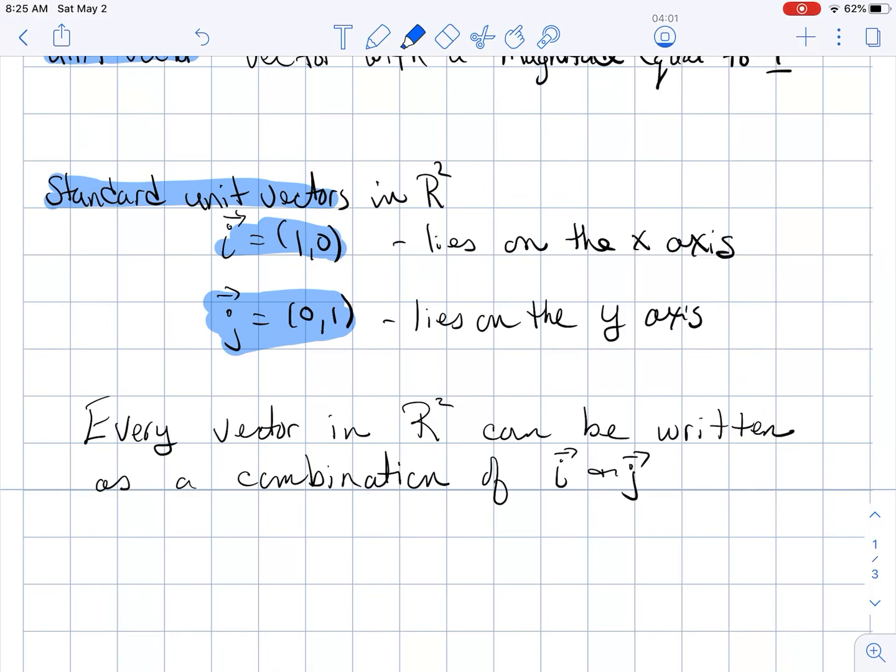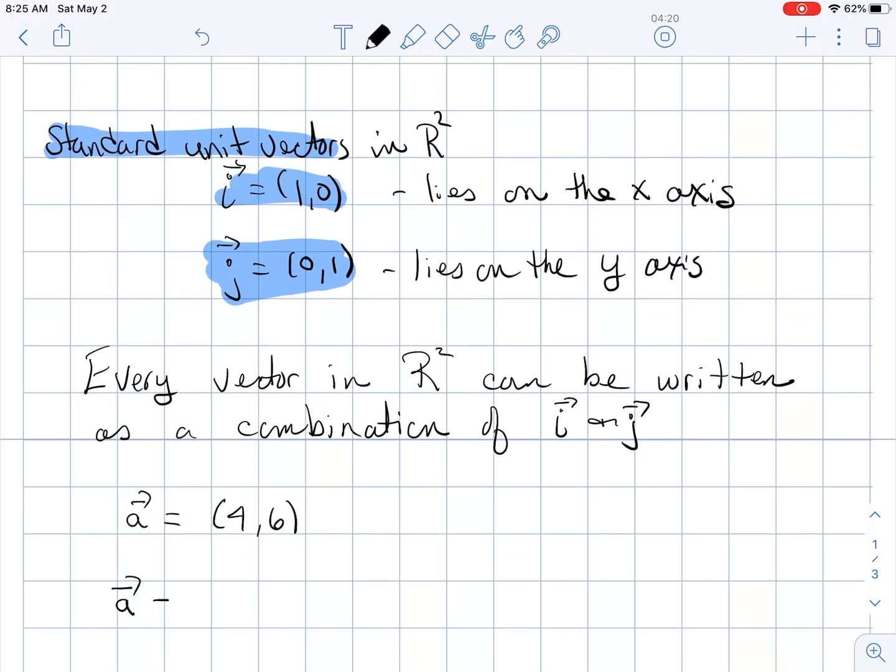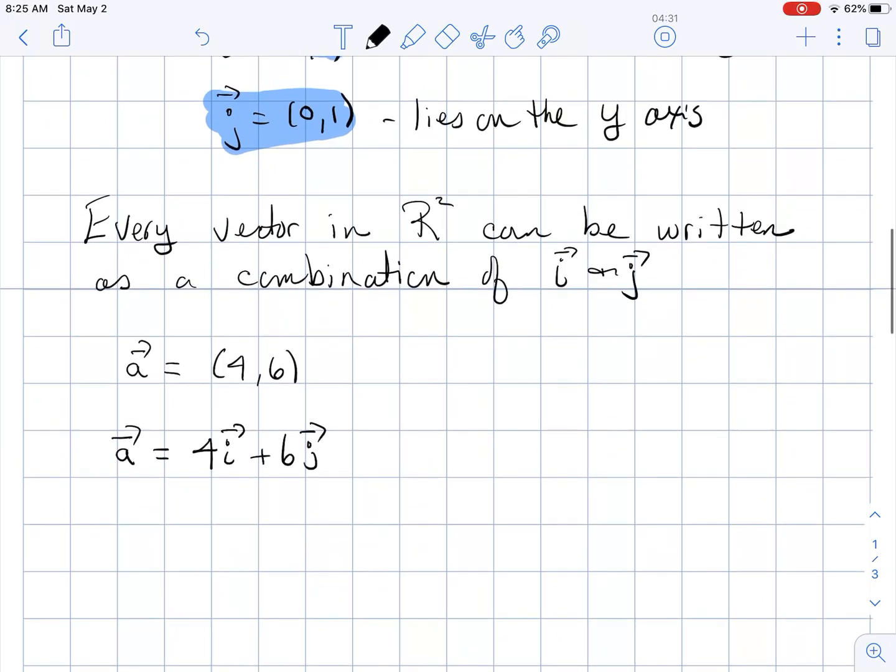Here's something really neat: every vector in R2 can be written as a combination of I and j. Let's look at the vector A. Vector A is 4, 6 on the XY grid. I can also write vector A as 4 times vector I plus 6 times vector j, and I can prove it. We said vector I was 1, 0, so I'm going to replace vector I with 1, 0, and replace vector j with the coordinates 0, 1.